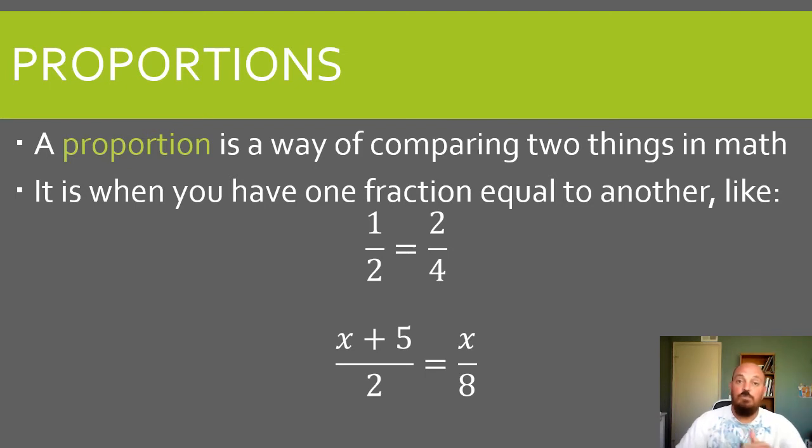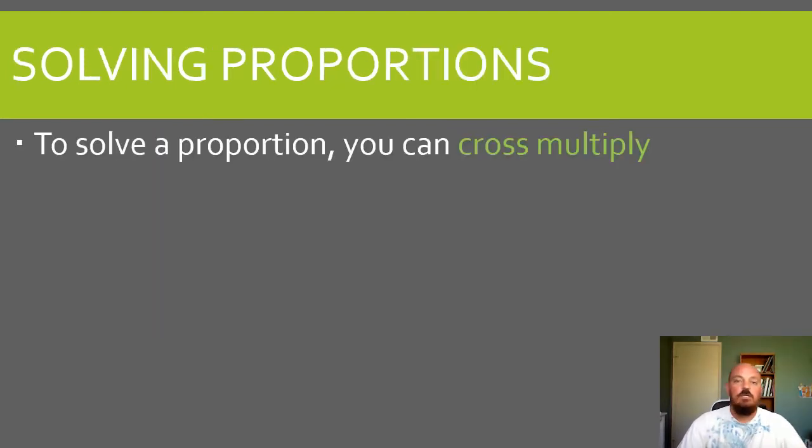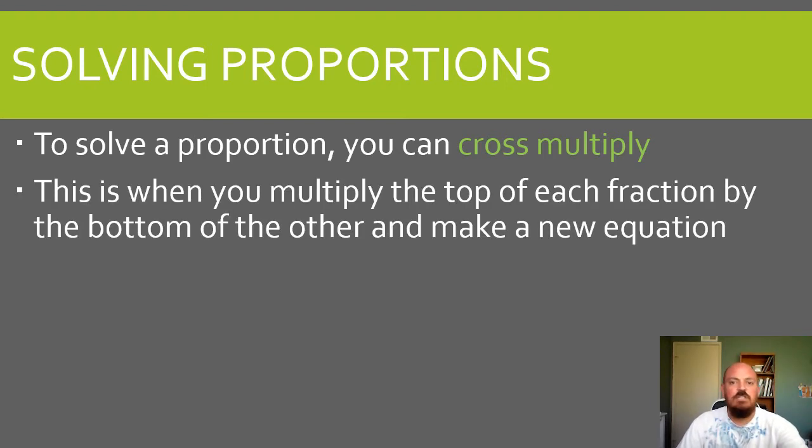Now there's a trick for solving proportions. To solve proportions, we do what's called cross-multiplying. It's kind of exactly what it sounds like. You're multiplying diagonally across the equal sign. So basically you take the top of each fraction and multiply it times the bottom of the other one. You have two separate multiplications. It makes a big X through it. That makes a new equation that you then solve.